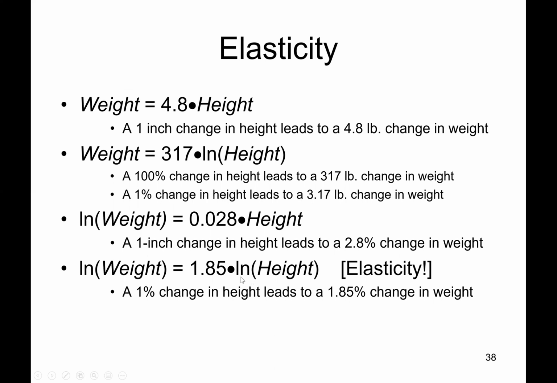So I want to just jump right to that elasticity coefficient here. We've got a 1.85 as a coefficient. That means that a 1% change in height, a 1% change in our independent variable, leads to a 1.85% change in weight. That's another really useful way to look at this relationship between height and weight.